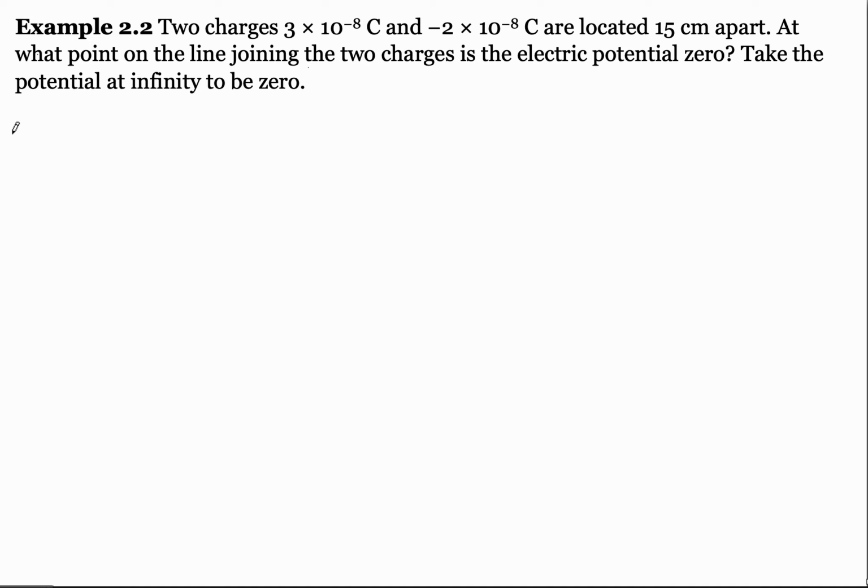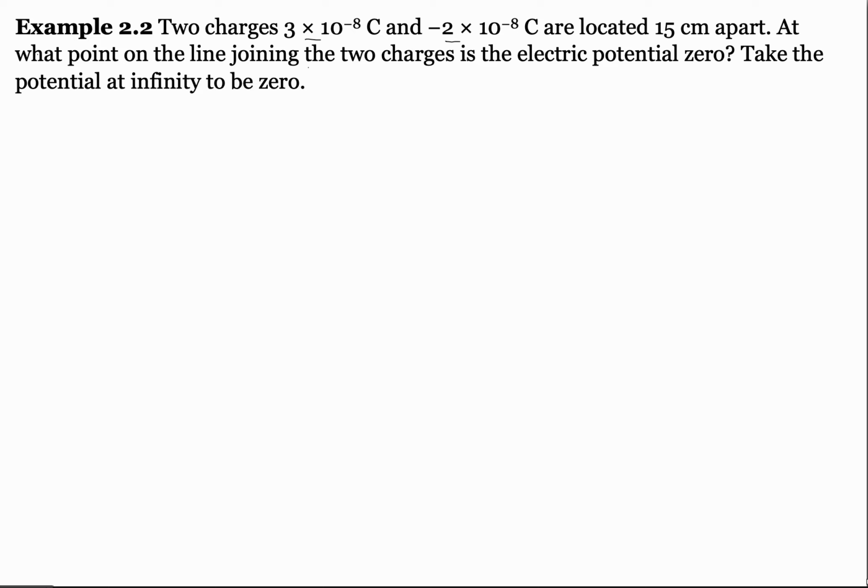So in this question, they have given 2 point charges, and the magnitudes of those point charges are given to us, which is 3 into 10 raised to the power minus 8 and minus 2 into 10 raised to the power minus 8 coulomb. And they have told us that they are located at 15 centimeter distance from each other. Okay, so let's discuss, and on a line we will have to find out where the electric potential is 0.